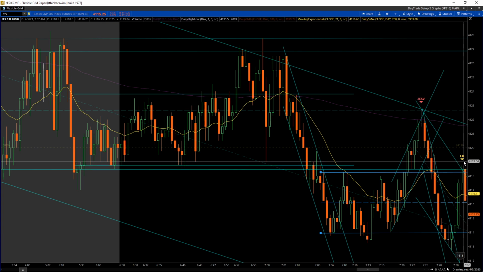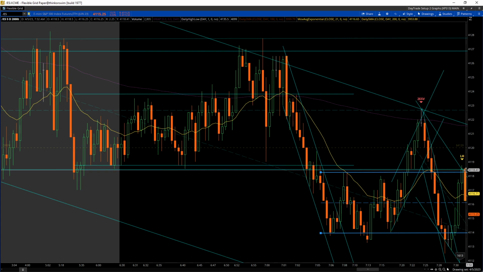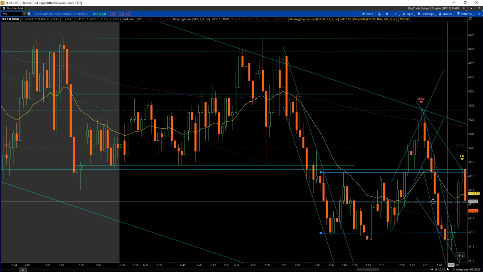So it could have been a decent trade, although this signal bar wasn't that good. When it finally closed, it was already crushing and pushing toward the midline.